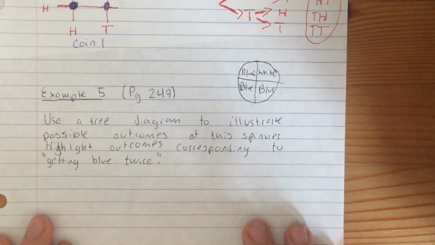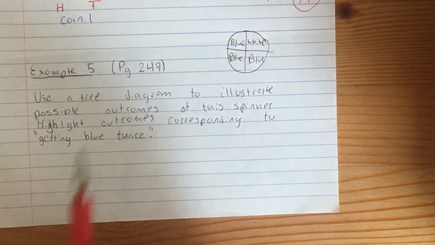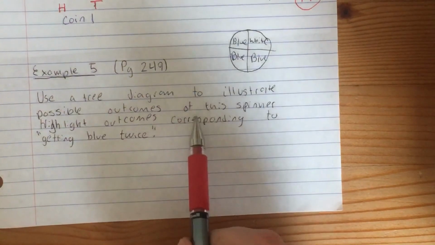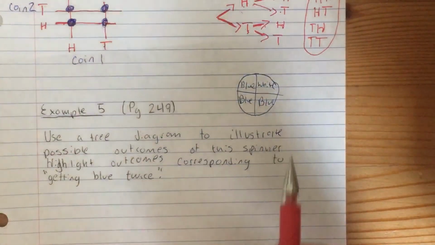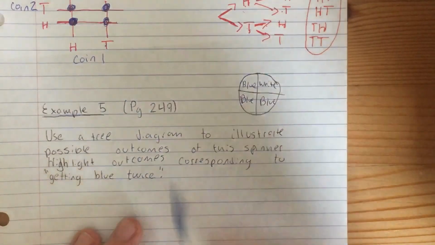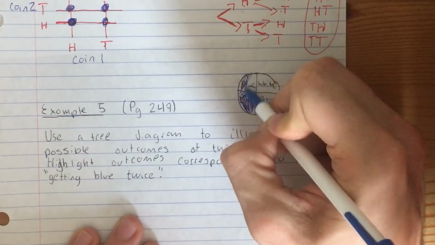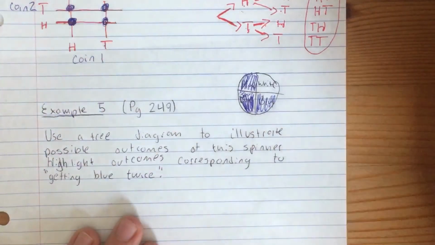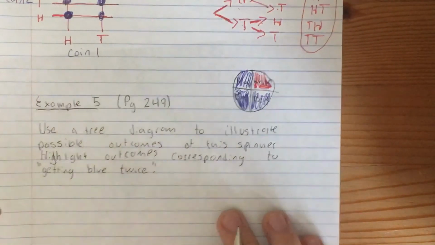Now, the last thing for today is we're going to look at one more example of a tree diagram, and then we will call it for the notes today. So we're going to use a tree diagram to illustrate possible outcomes of this spinner, and we're going to identify outcomes corresponding to getting blue twice. Now, for those of you who can't see, my handwriting is very small. This is blue, and this is blue. And I guess we can just go ahead. It says white. We'll go ahead and make it red.